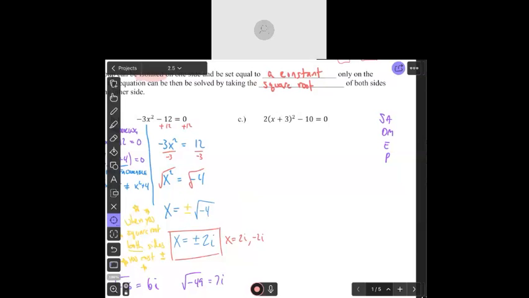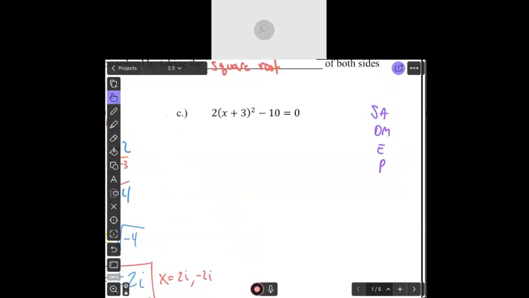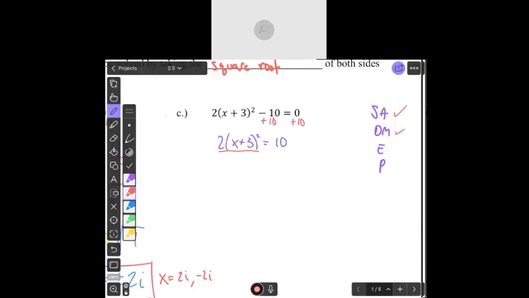Okay. So if I want to undo, I want to get rid of any subtraction addition first. That 10 needs to go away. So we get 2 times x plus 3 squared equals 10. Any division multiplication I can get rid of, right? Let's get rid of that 2. x plus 3 squared equals 5. Any exponents we can get rid of. And let's get rid of that square.